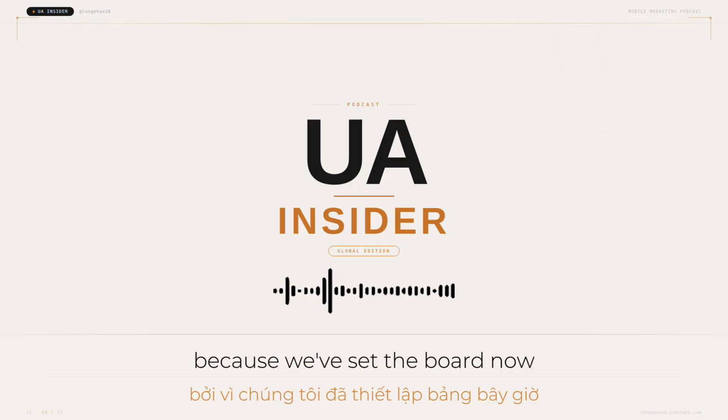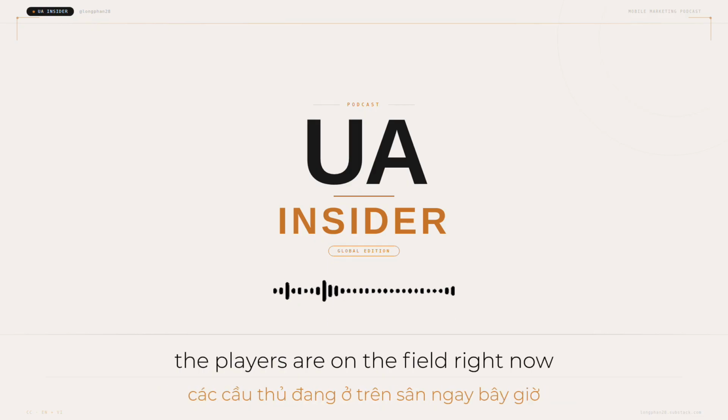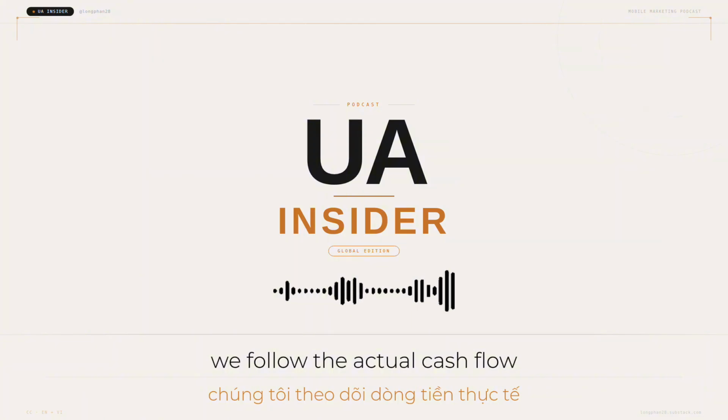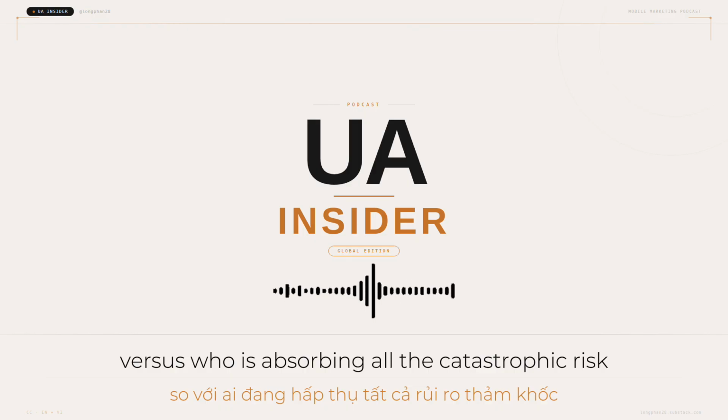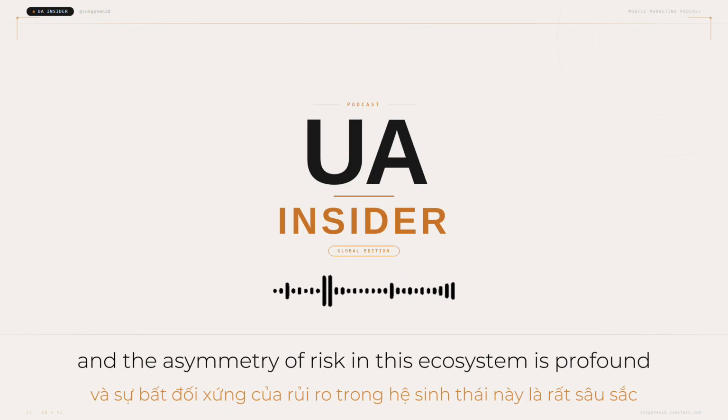Because we've set the board now. We know exactly what everyone does. The players are on the field. Right. Now, we follow the actual cash flow. We have to confront the harsh economic reality of who is securing guaranteed revenue versus who is absorbing all the catastrophic risk. And the asymmetry of risk in this ecosystem is profound.